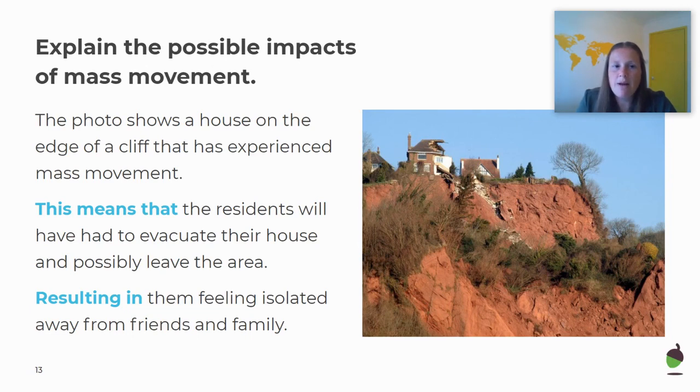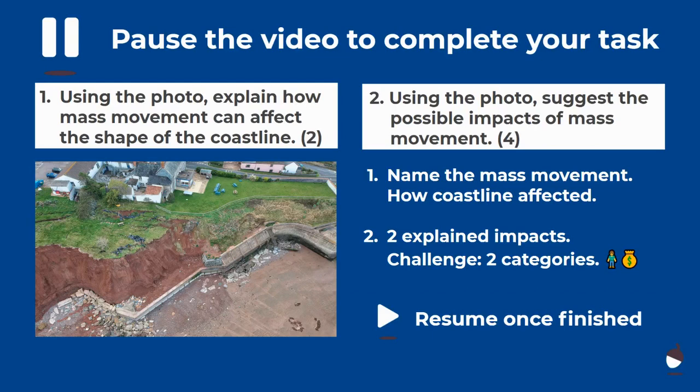So we've taken one impact, okay, a house on the edge of the cliff. It means that residents will have to evacuate, so therefore they feel isolated. What would improve this answer would be to categorise this impact at the start. Okay, so a social impact of mass movement is. Okay, so we've seen a model.